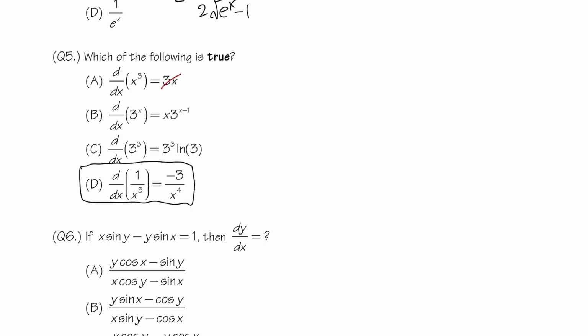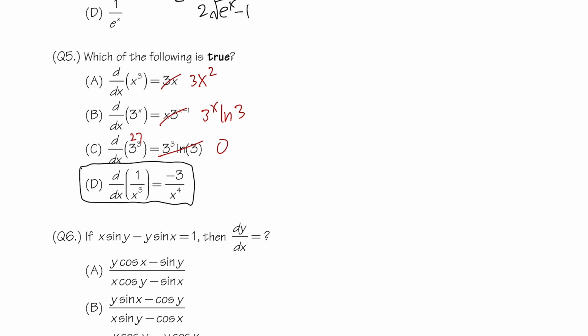The derivative of x to the third power, it's not 3x. It's meant to be 3x squared, right? It's 3x squared. What's the derivative of 3 to the x? No, it's not this. This is 3 to the x times ln 3. And what's the derivative of 3 to the third power? This is the same as asking the derivative of 27, and the derivative of 27 is just a number, so right, the derivative of a number is just 0.